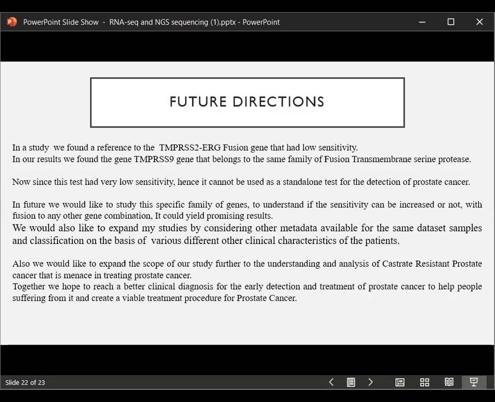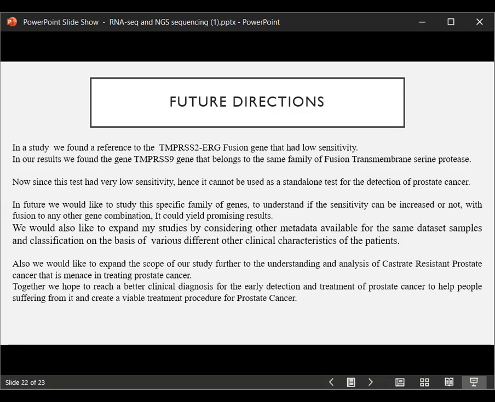Right now, it cannot be used because it has very low sensitivity. And this is what the future of this study holds, that we would like to study this and all the other metadata or the clinical data available to make sure that we can come up with a novel biomarker. The next thing that we would like to study is the analysis of castrate resistant prostate cancer. It is one variety of prostate cancer that is a huge menace in prostate cancer metastasis, because it is very difficult to cure and treat.